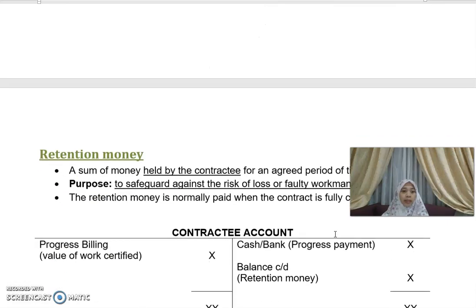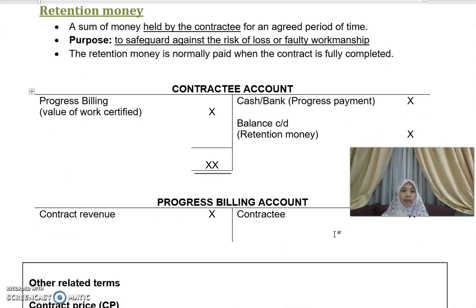Retention money is a sum of money held by the contractee for an agreed period of time. Why does the contractee or the customer want to retain this amount of money? Basically, this is to safeguard against the risk of loss or maybe faulty workmanship. They want to retain a certain amount of money as a guarantee. The retention money is normally paid when the contract is fully completed.